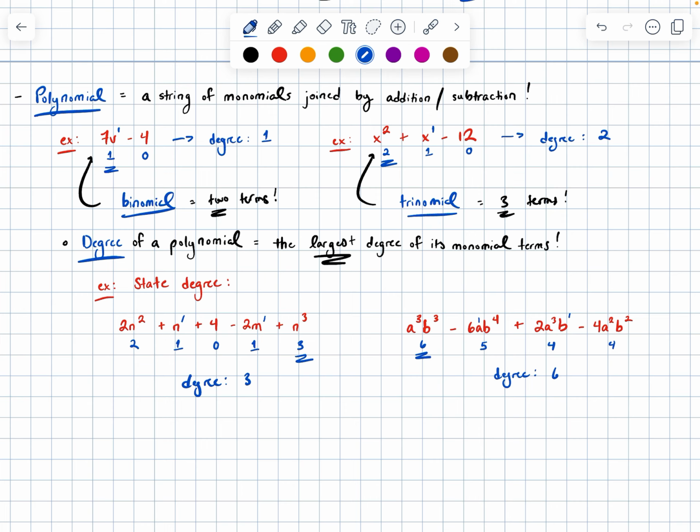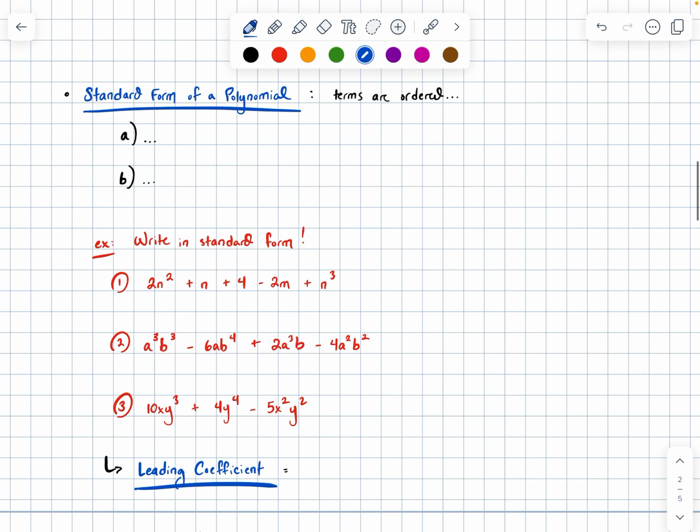Fantastic. Now, given a polynomial, it can have lots of terms, which means that there are lots of ways that we could order those terms. For consistency's sake, mathematicians often choose to write them in a particular order called the standard form of a polynomial. What do you think are the two criteria that are going to determine how we order our terms, given the possibly infinite permutations that we might go for? What do you think is going to determine the order? Go ahead.